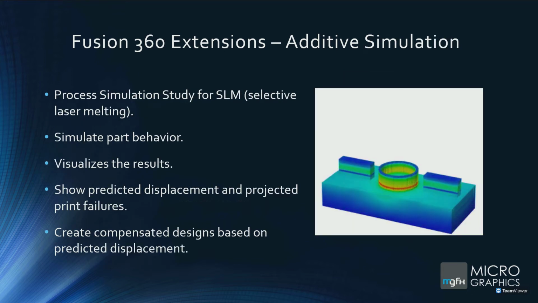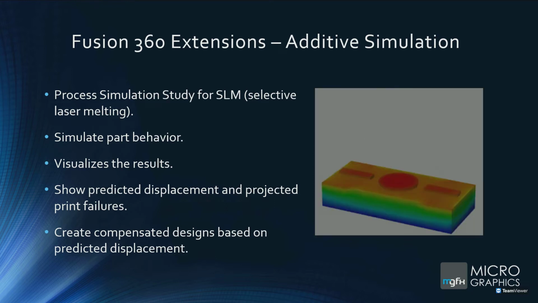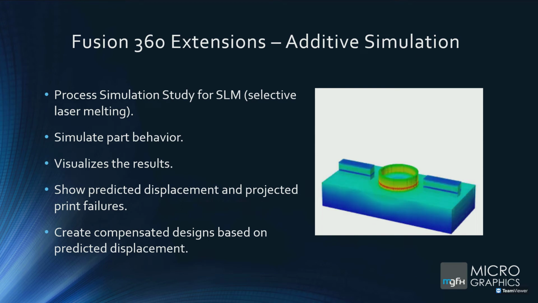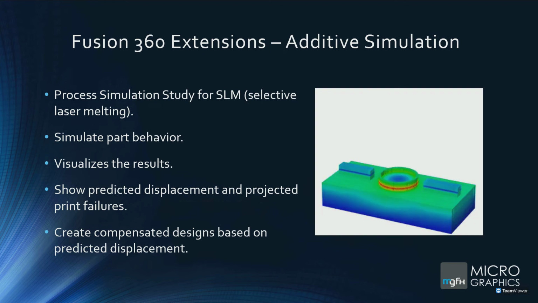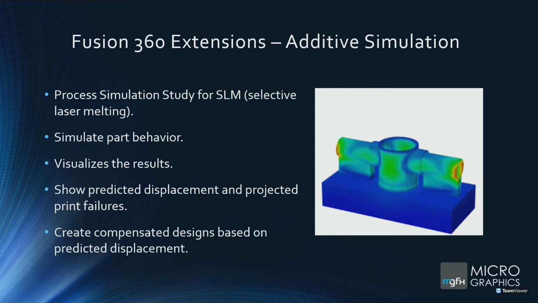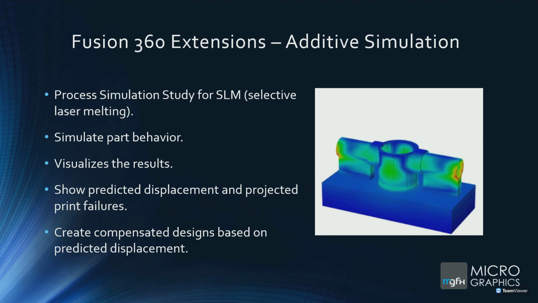Then the additive simulation extension allows you to create process simulation studies. This is a thermal mechanical analysis of part manufacturing using powder bed fusion technology of SLM, selective laser melting. Fusion 360 simulates a part's behavior during the additive manufacturing process and visualizes the result. The simulated result shows predicted displacements and projected print failures, like interference with the additive machine's recoater blade. So essentially, using a laser, you're going to add heat, the parts may warp. This will simulate that warpage and adjust.